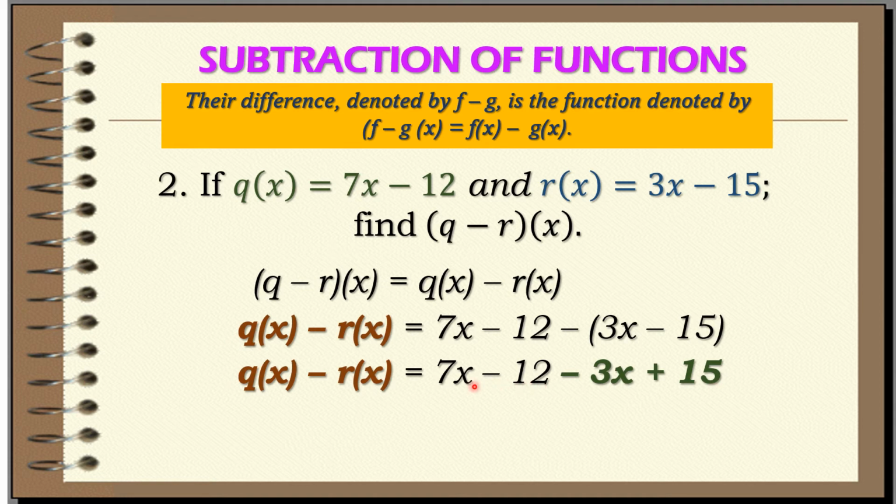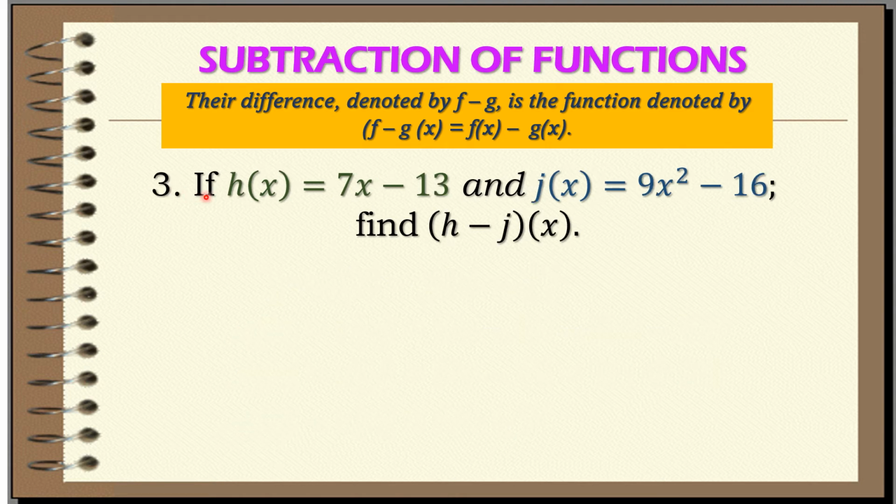So we have here 7x and negative 3x. Since 7x is positive and 3x is negative, we subtract. So 7x minus 3x is positive 4x. The negative 12 plus 15 is positive 7. Okay, that is plus 7. And therefore, the difference of the functions above is equal to 4x plus 7.